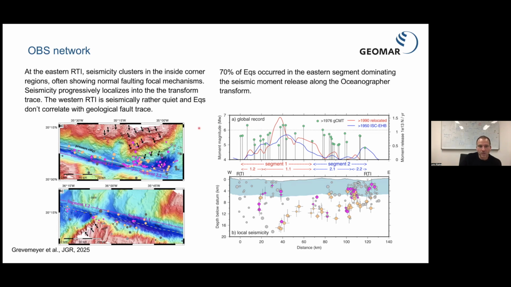What could be the reason for that? We just heard that serpentine is maybe not the case. What we also see is the seismicity on the inside corners. That goes into this faulting structure.